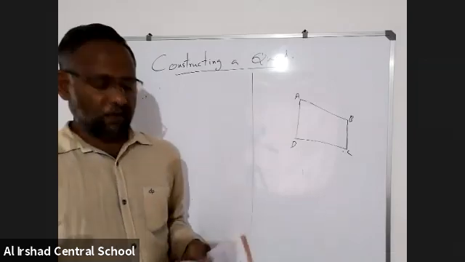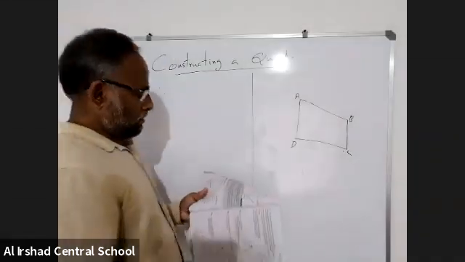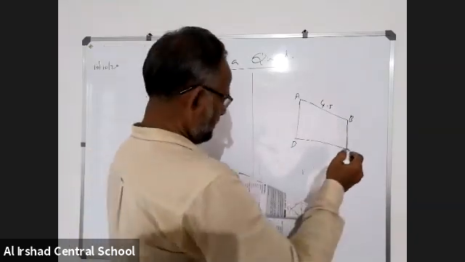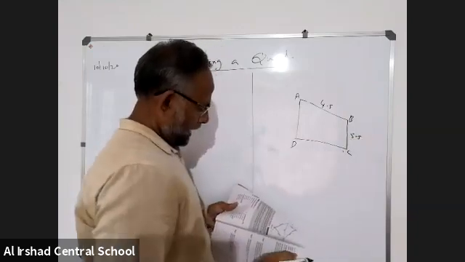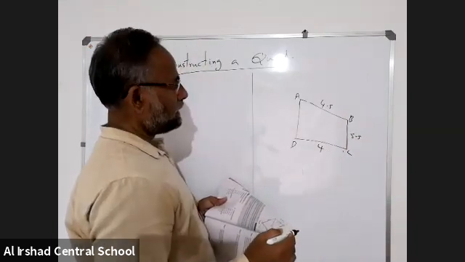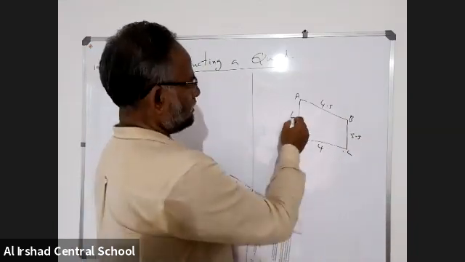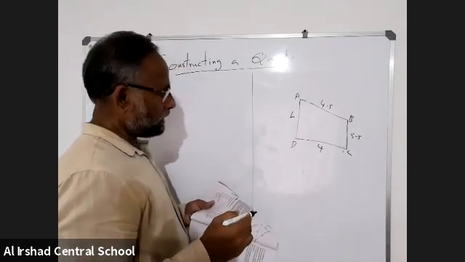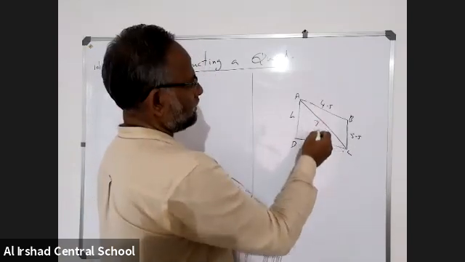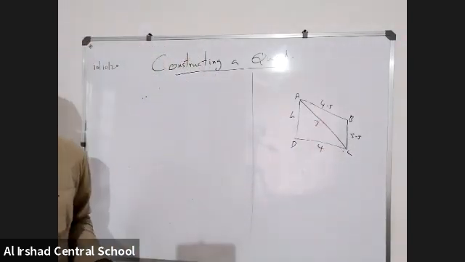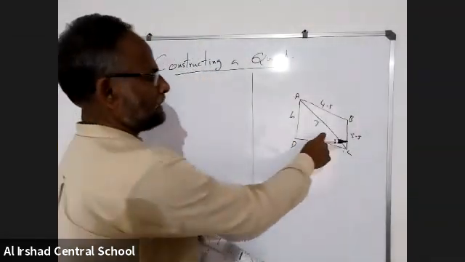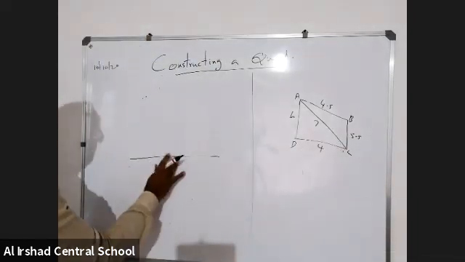Consider a rough figure. Now mark AD 4.5, BC 5.5 and CD 4 centimeter and AD 6 centimeter. After that AC is equal to 7 centimeter. Exactly the same. Don't look at the shape. Take the diagonal as the base. Take this as 7 centimeter.